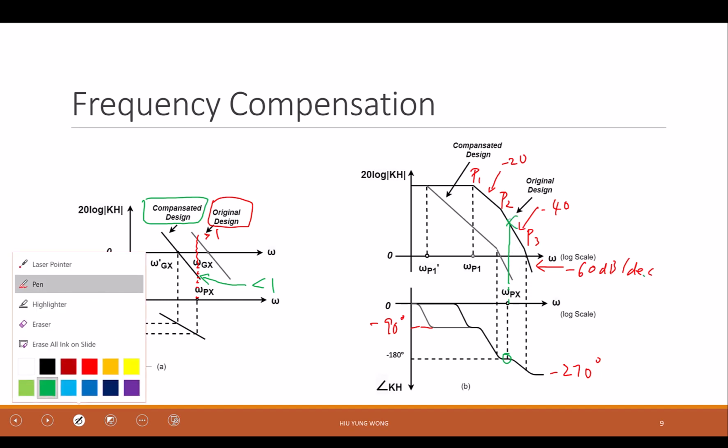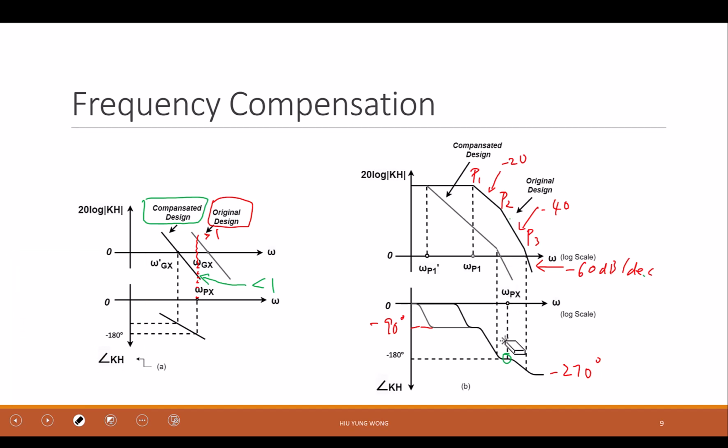Maybe I should not use the green, otherwise you think that this is the compensator. Let me use red, right? The gain is very large, because the previous gain crossover frequency is here. This was the gain crossover frequency. The gain crossover frequency is larger than the phase crossover frequency, and that's why it is here, right? Make sense? So what can I do?